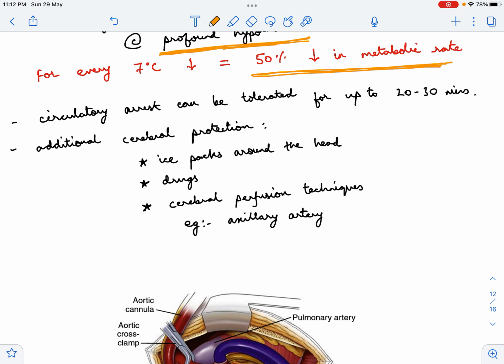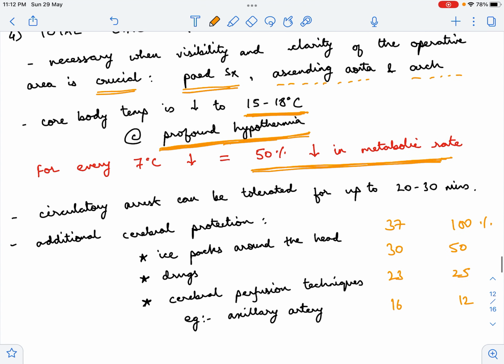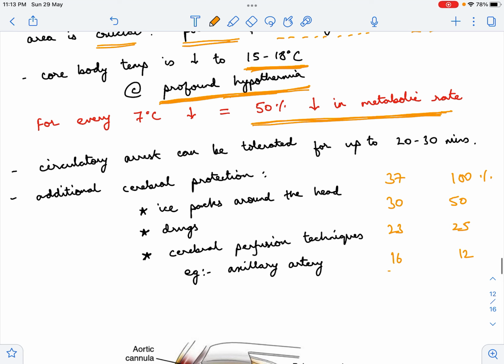So assuming your temperature is 37 and your metabolism is 100%. When it is 30 degrees, this becomes 50. When it is 23, this becomes 25. When it is 16, this becomes 12. So when you are reducing the core temperature to 15 to 18 degrees Celsius, your metabolism is only 12% of what the metabolism is at the normal temperature.